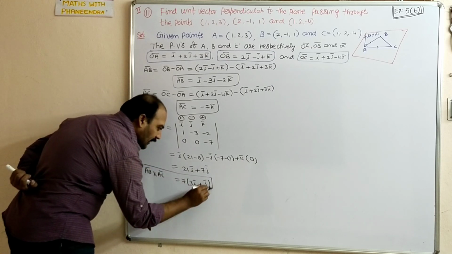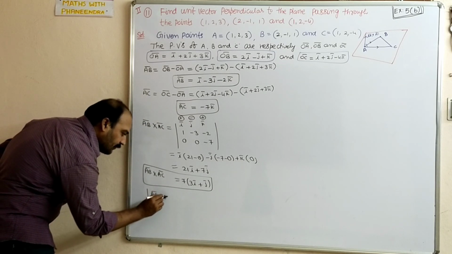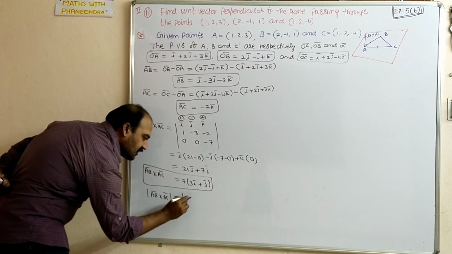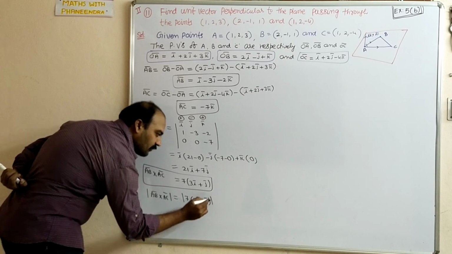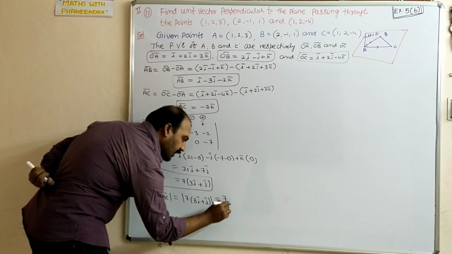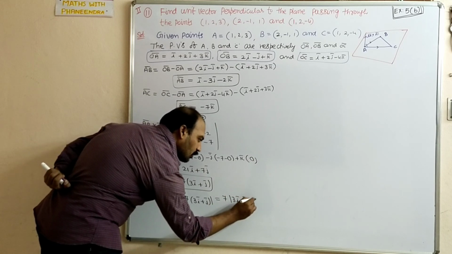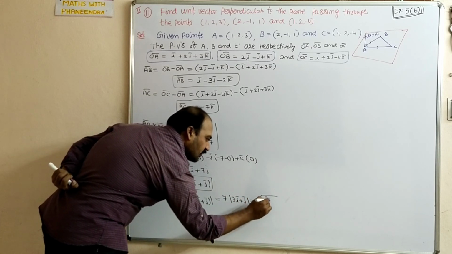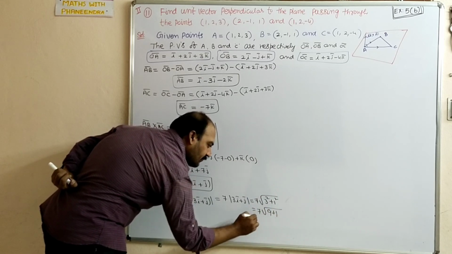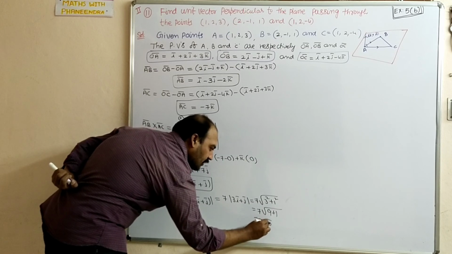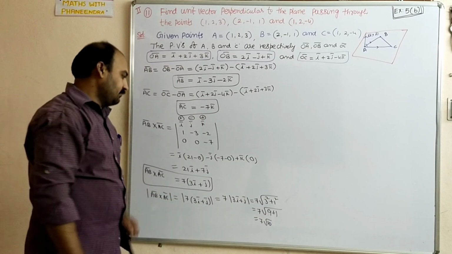After that you can calculate the magnitude of this vector. Magnitude of AB bar cross AC bar is equal to the magnitude of 7 into (3i plus j). We can take 7 outside, and the magnitude of 3i plus j is root of 3 squared plus 1 squared, which is 7 into root of 9 plus 1, which is equal to 7 root 10. This is the magnitude of AB bar cross AC bar.